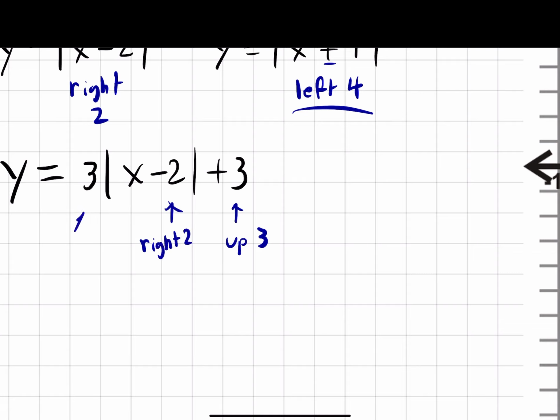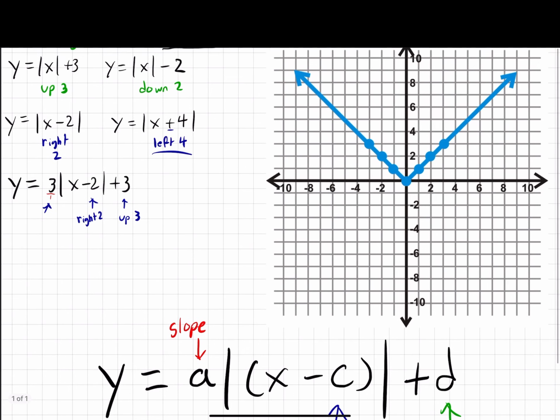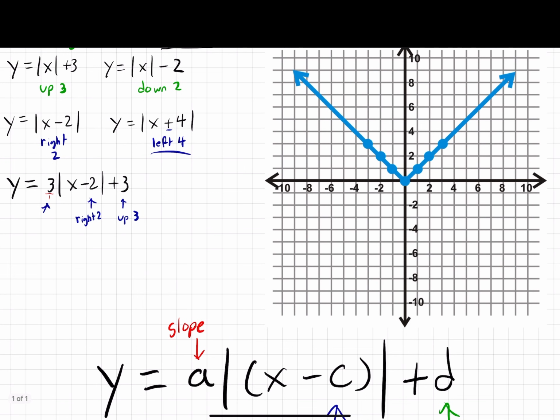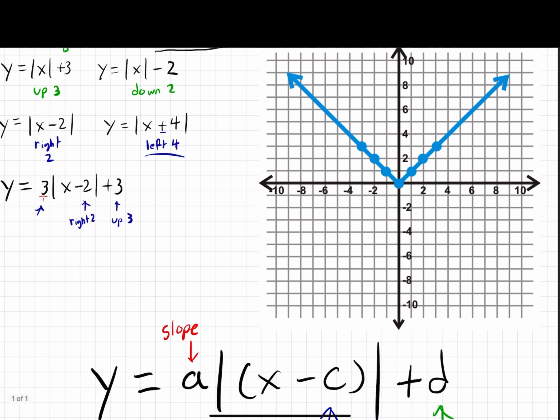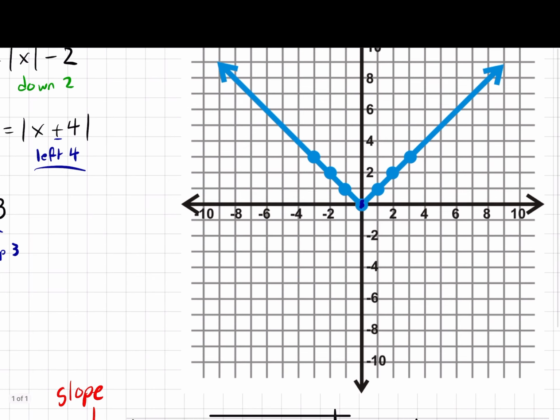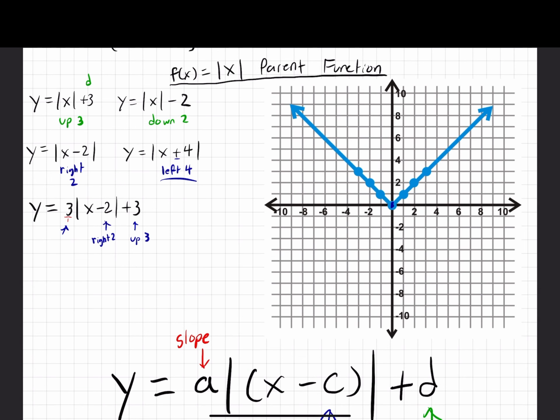And then 3, finally, that a value that we're multiplying, this is our slope. And we know that 3 is really 3 over 1, so that's rise 3, run 1. Or we could call this, if I just look at its slope, up 3, right 1. My new vertex from 0, 0 is now at right 2, up 3, right there.